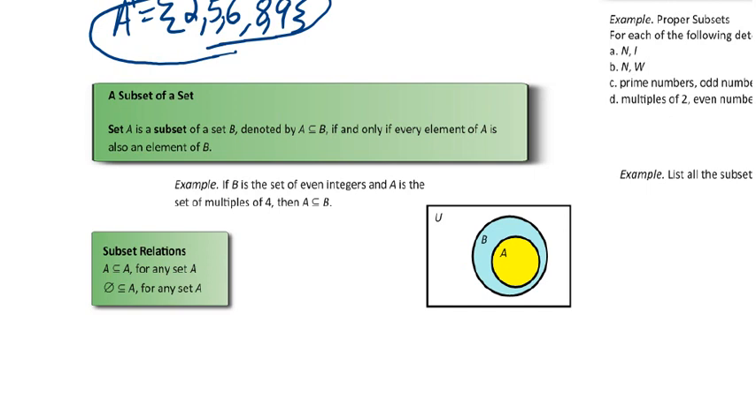So this one just says if B is the set of even numbers, and A, the subset, is the set of multiples of 4, then A is inside of B. So A is a subset of B because 4 is an even number, 8 is an even number, and so on.